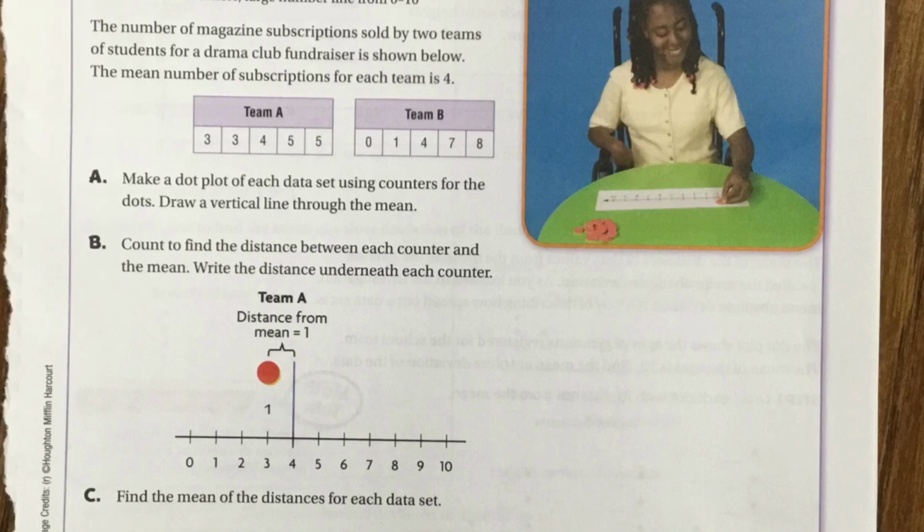So what is the difference between 3 and 4? Okay, 1. What's the difference between 4 and 4? 0. 5 and 4? 1. And 5 and 4? 1. Okay, what about 0 and 4? 4. What about 1 and 4? 3. What about 4 and 4? 0. 7 and 4? 3. And 8 and 4? 4.